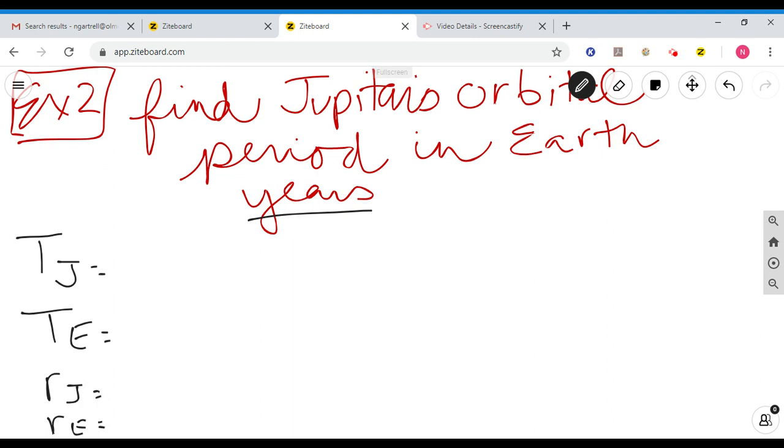Okay, take a moment, see if you can figure them out. Let's do the periods first. T sub j, it's what we're looking for. So we're going to put a question mark. T sub e, orbital period of the Earth. This we're talking about in Earth years. How many years does it take for us to go around the sun? It takes 1 year.